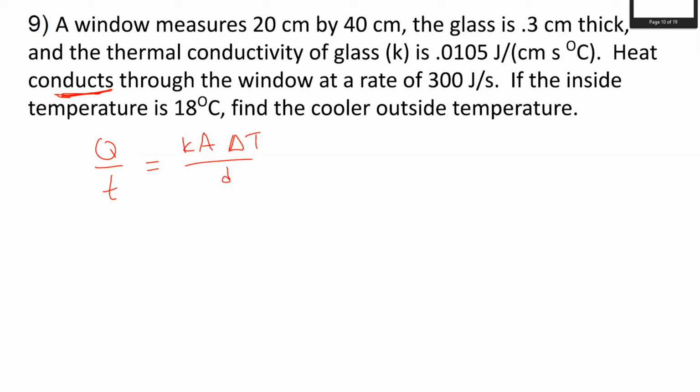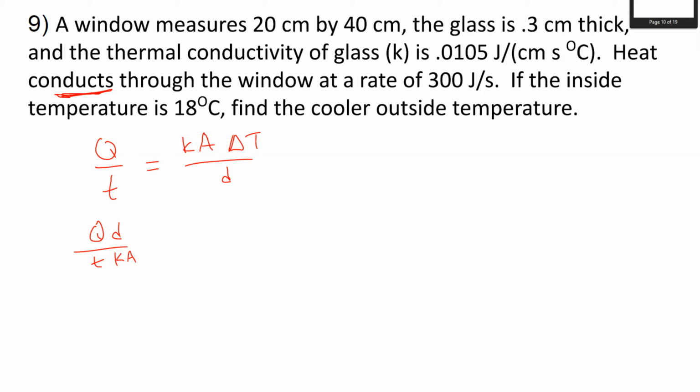Find the cooler outside temperature. It's another delta T problem. What's the temperature difference between inside and outside? So I'm going to solve that for delta T. And you know what, actually I'm going to leave that T here, and then divide both sides by K and A. Let's put it in this order, like that.